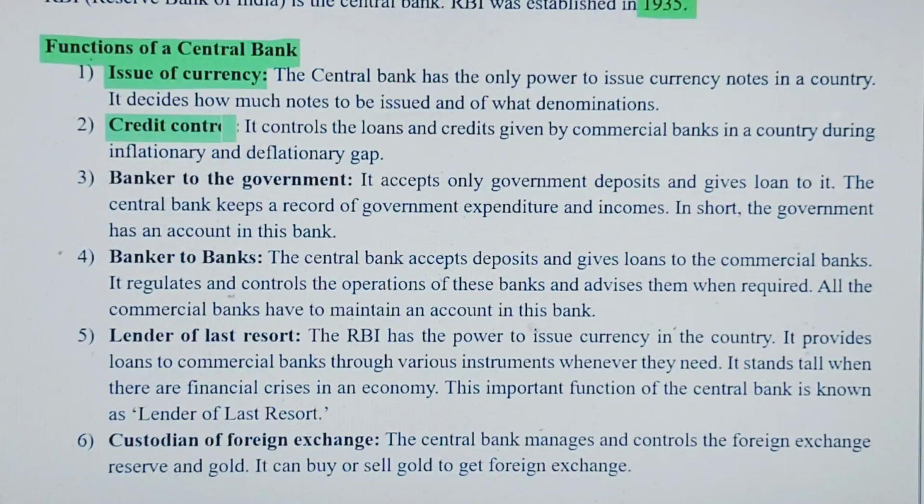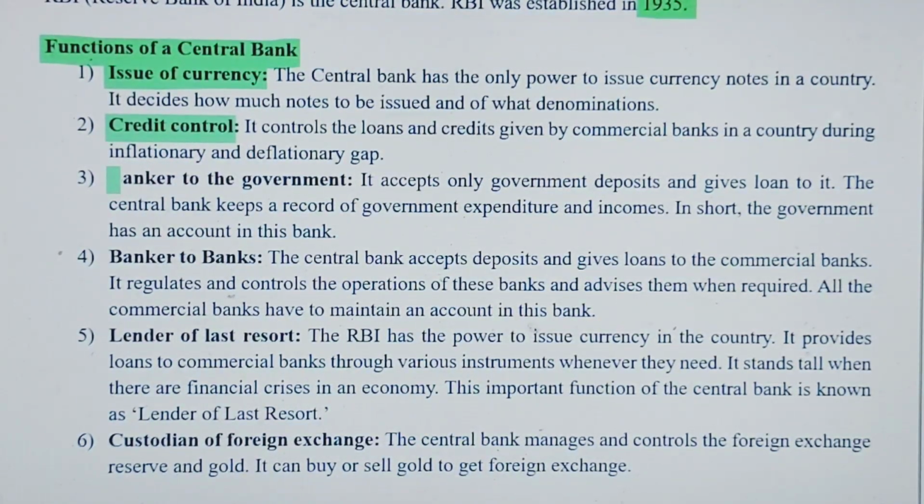It controls the loans and credits given by the commercial banks in a country, and it always tries to control if there is inflation or deflation in the country. So it tries to control the amount of credit that should be given to the common people. Basically the main object is to stabilize the economic conditions in a country.